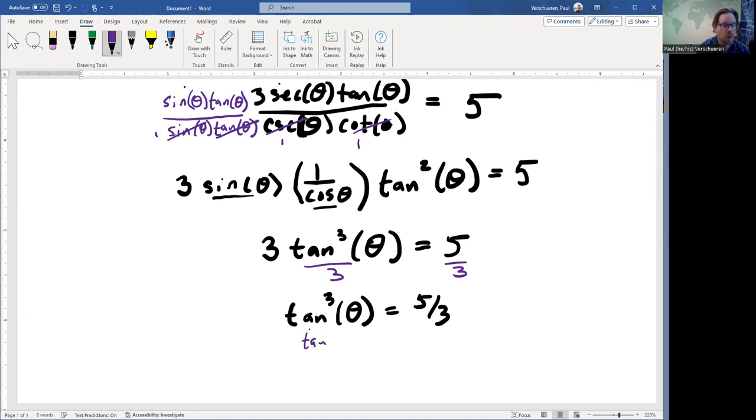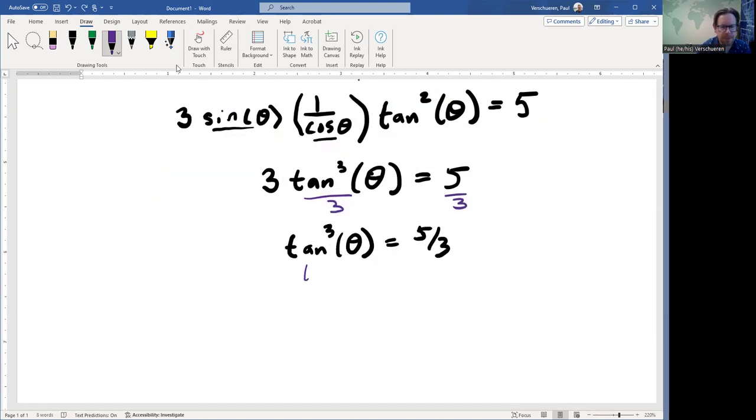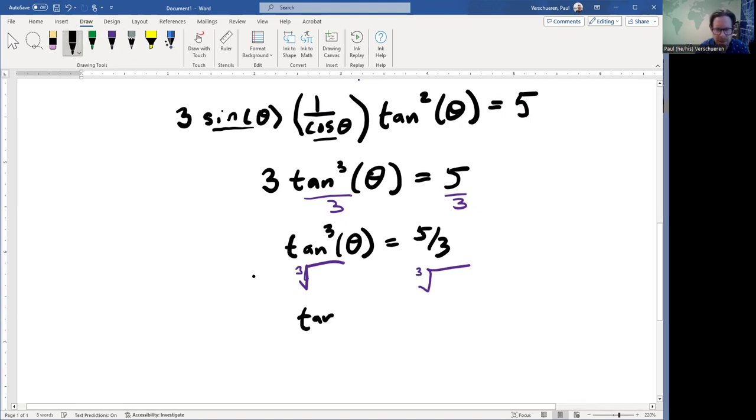I'm sorry, there's one other thing we have to do first. My bad. We have got to take the cube root of either side. Then we can use the arctangent. This is going to be the tangent of theta equals the cube root of 5/3.